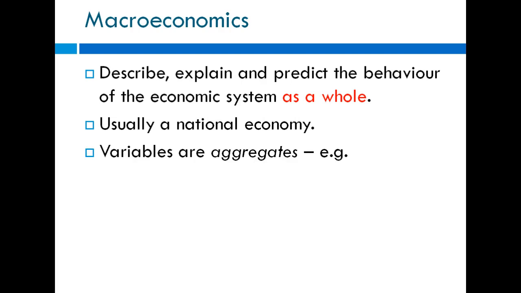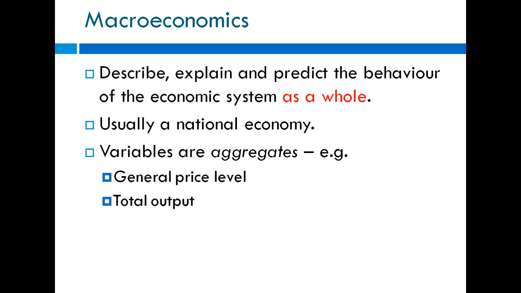So, what are the kind of variables that we'll be looking at? Well, since we're not looking at a particular good or a particular market, but rather groups of markets, then we have to be working in terms of aggregates. So for example, the general price level. We wouldn't be looking at the price of eggs, or the price of bananas, or the price of bricks. We're looking at the general level of prices in the economy as a whole.